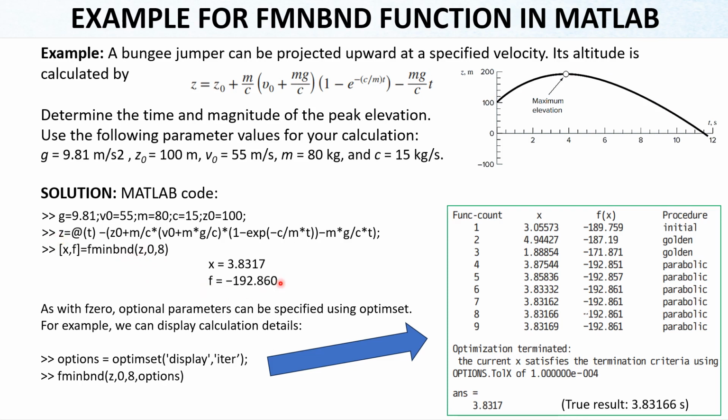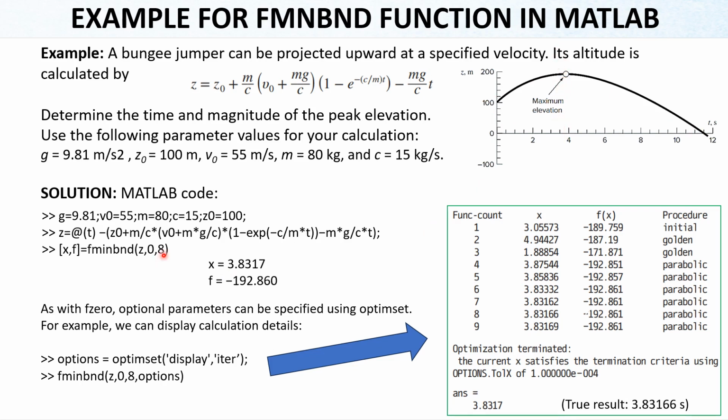So the result is like this. x is 3.83 and the function value is minus 192. Basically, it's negative because it's actually calculating this in a negative way, but here we showed them in absolute values. And 3.8 is around here, which shows a true value actually.